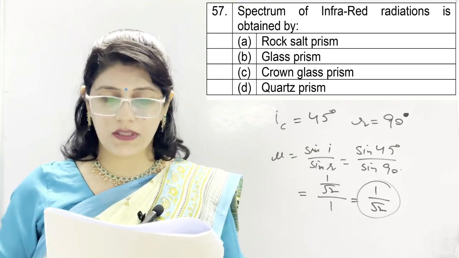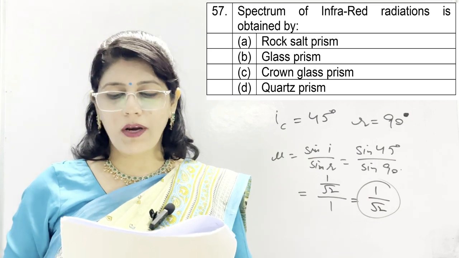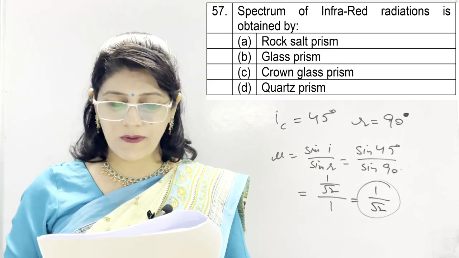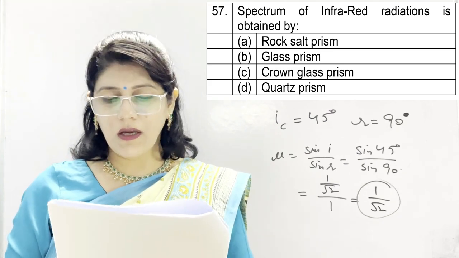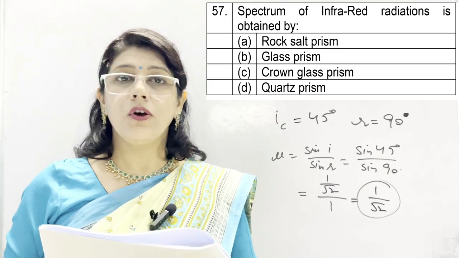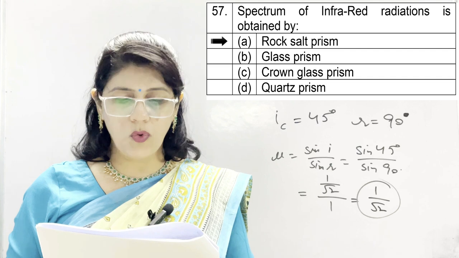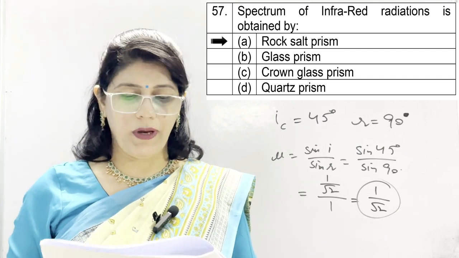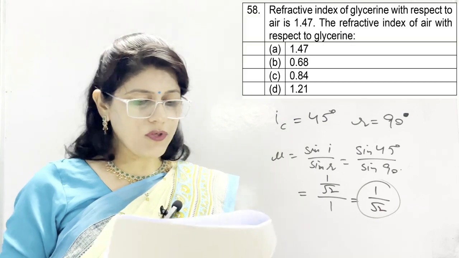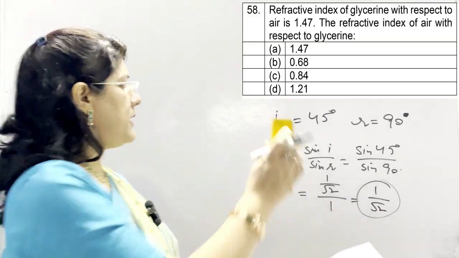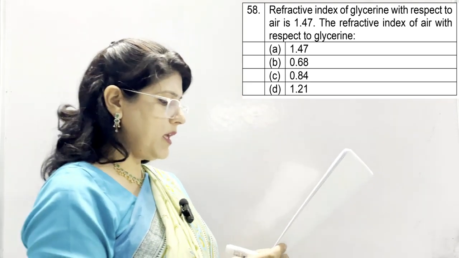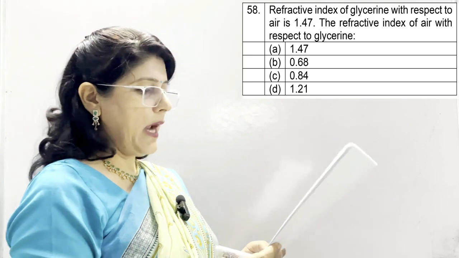In question number 57, spectrum of infrared radiations is obtained by A option rock salt prism, B glass prism, C crown glass prism and D quartz prism. So correct option is rock salt prism, because we know these radiations are absorbed by glass but they pass through rock salt.